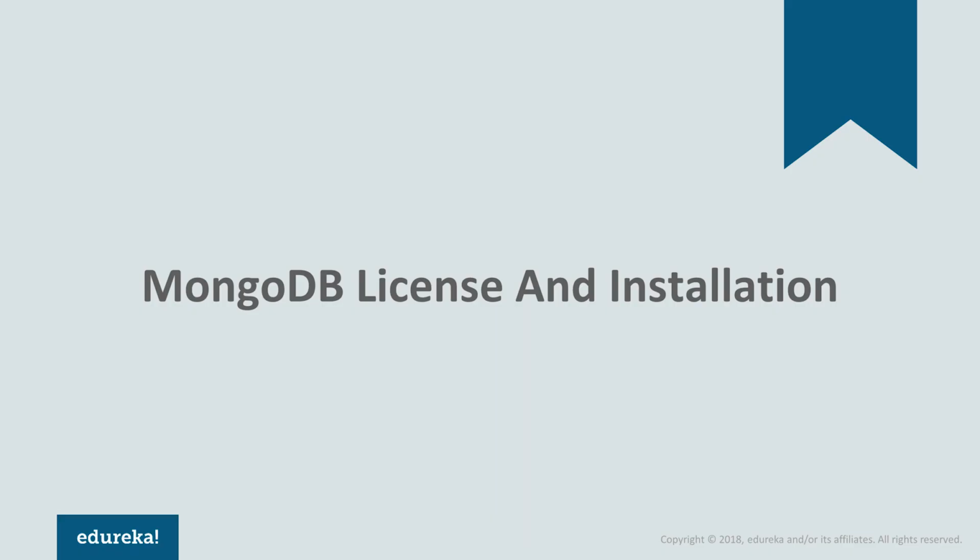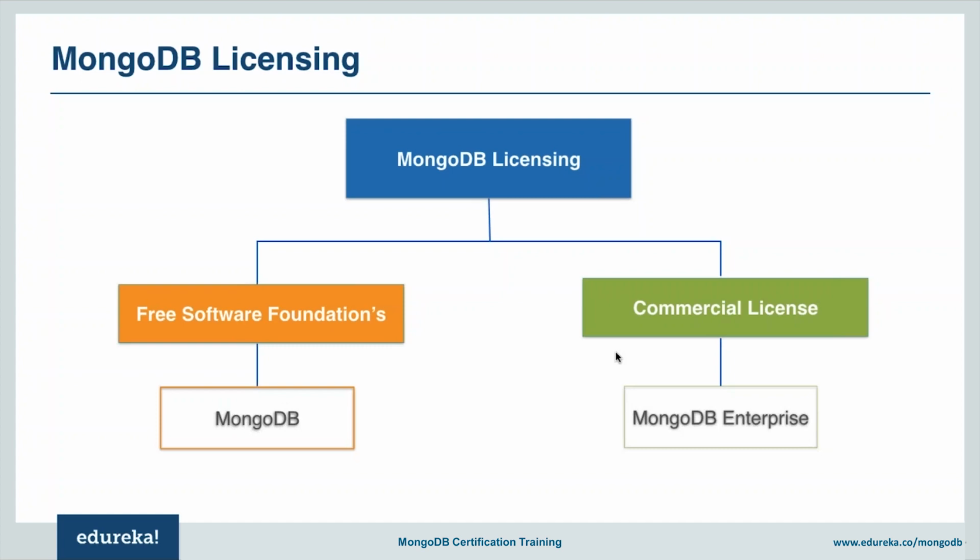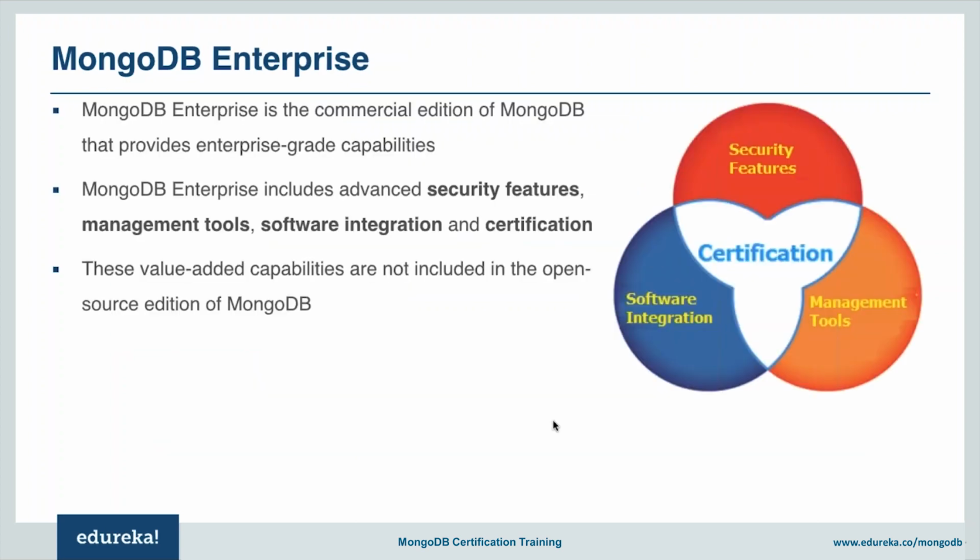Now, licensing and installation. Mongo, like most data sources, has multiple editions. They have the open source, free one, MongoDB, and the commercial one, the Enterprise MongoDB. The enterprise one primarily comes with advanced security and management tools, and some additional ready-to-use integration APIs. These are not available in the open source flavors.